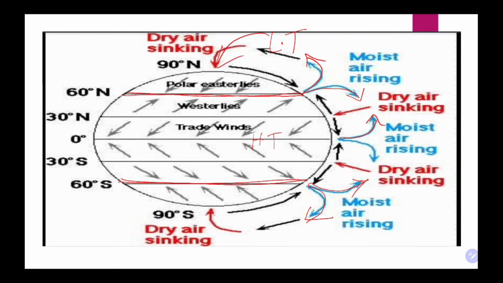So here we can say that near 60 degrees north and south, the rotation of the earth has led to the formation of low pressure belts. So here the low pressure belts are due to the rotation of the earth. So this is how the rotation of the earth and the atmospheric pressure are related.